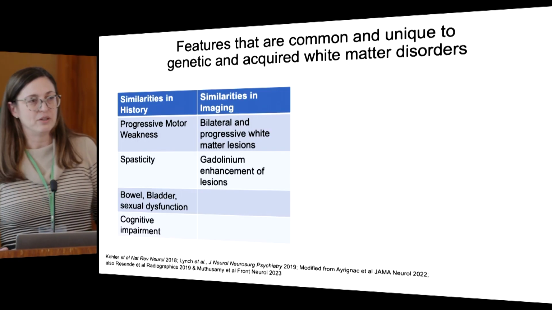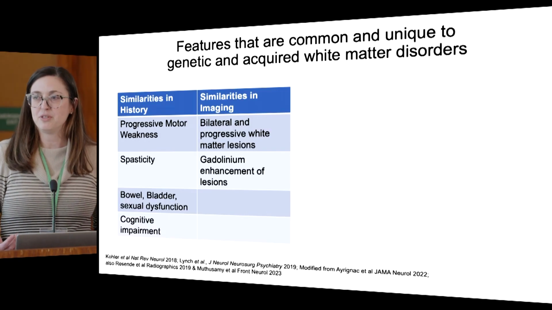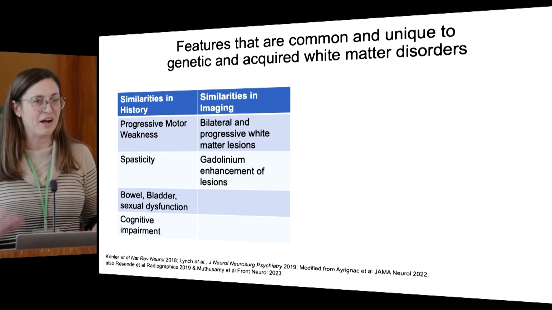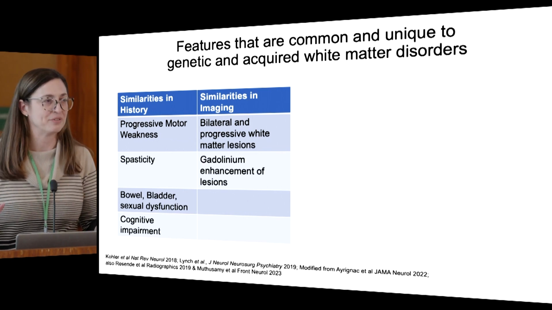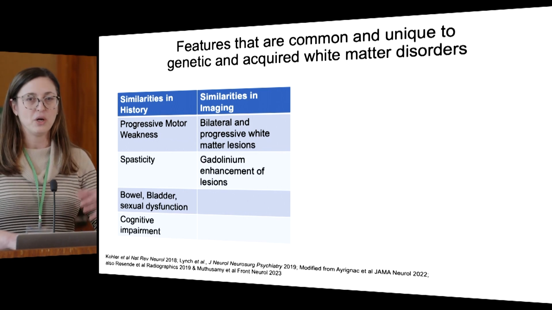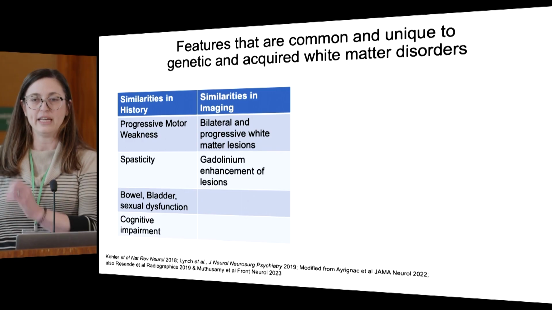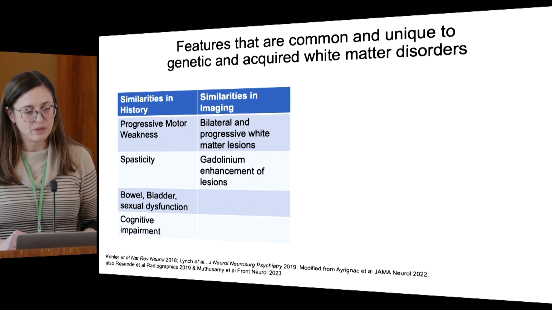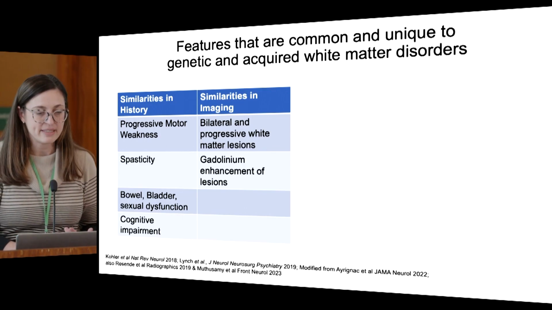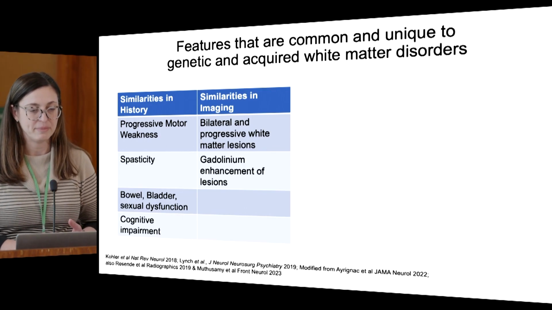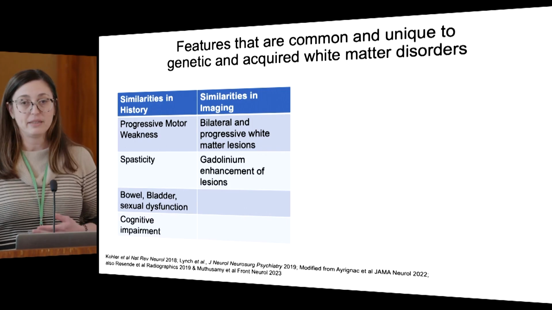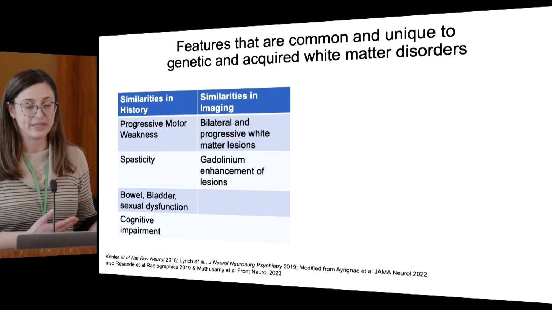And so it turns out, when you're approaching people that come to you that have undergone these long diagnostic odysseys, and just want an answer for what's going on, you have to figure out what is the reason that they were thought to have other things versus what else could they have, right? And so progressive motor weakness, spasticity, bowel bladder dysfunction, cognitive impairment, apply to both rare genetic disorders and acquired disorders.